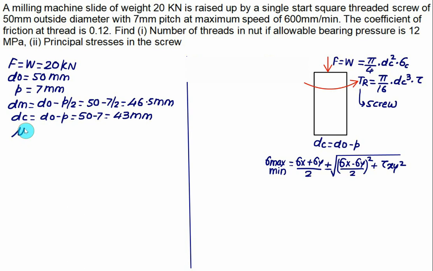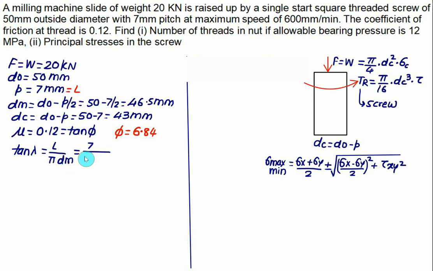Coefficient of friction mu is given as 0.12, which is equal to tan of phi. So we get the friction angle phi equal to 6.84. To calculate the lead angle, tan of lambda is L, where L is the pitch per single start divided by pi multiplied by dm. We have lead equal to 7 divided by pi, and mean diameter equal to 46.5. So we get the lead angle lambda equal to 2.74.